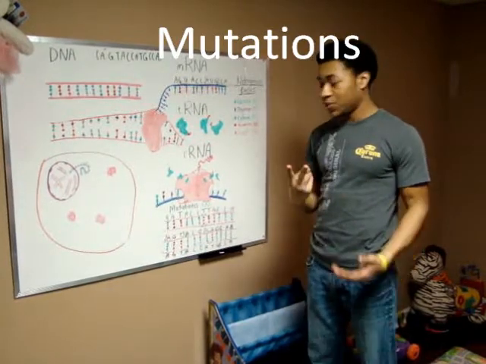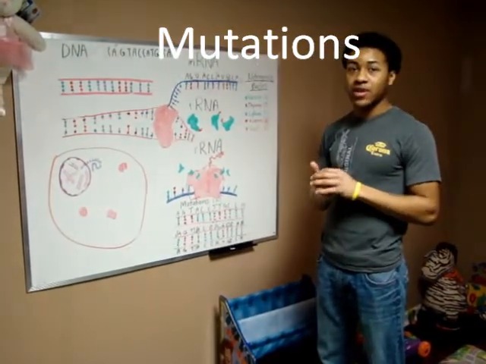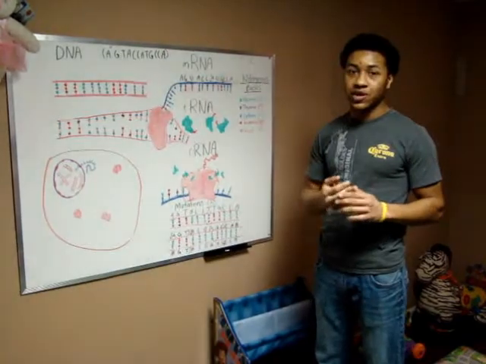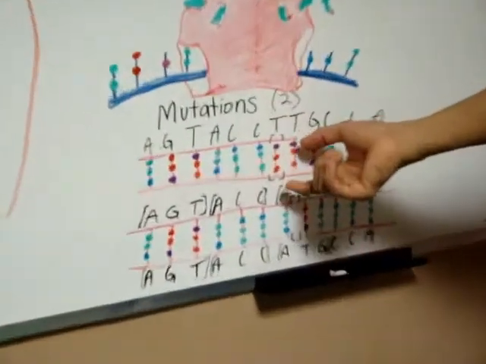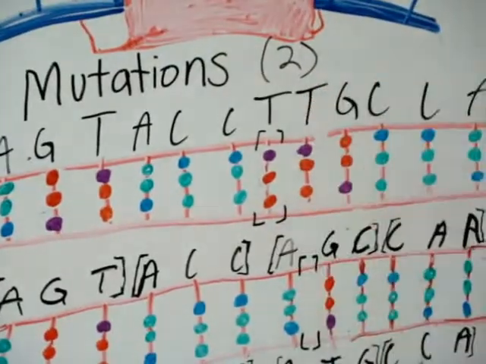Okay, so there are 2 types of mutations. There are point mutations, and there are frame shift mutations. So a point mutation would be if there's a substitution of a single base codon.